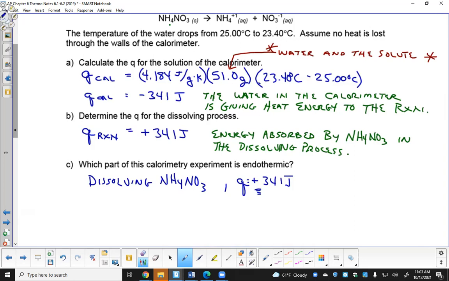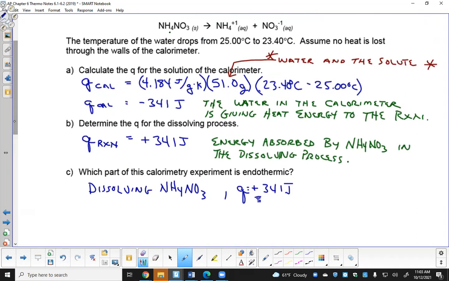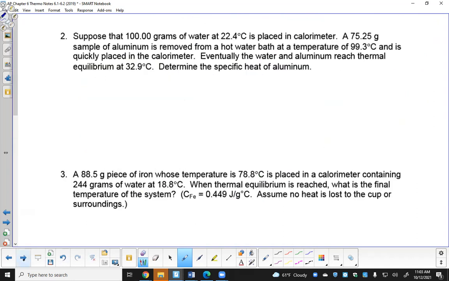When we do our lab later this week, it's a two-part lab. There's two different procedures. One procedure is heating up a piece of metal and then plopping it in some water, figuring out the specific heat of the metal. The other part is taking a certain mass of a solute, an ionic compound, dissolving it into the calorimeter, figuring out the temperature change, and figuring out how much heat that sample absorbed or released. So you'll do one of those things in your lab there.